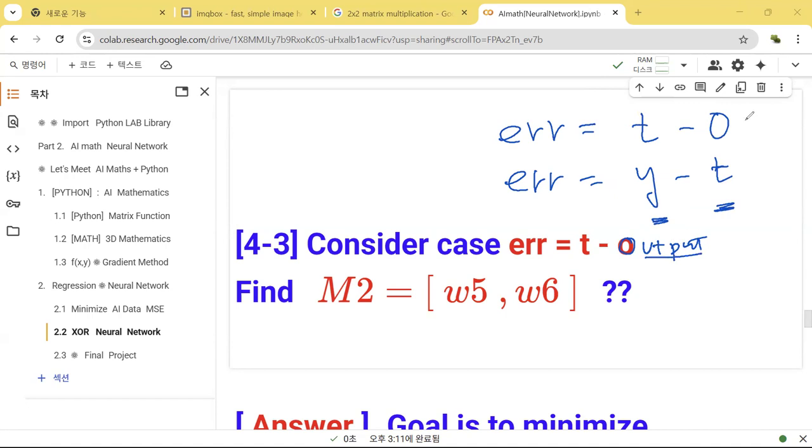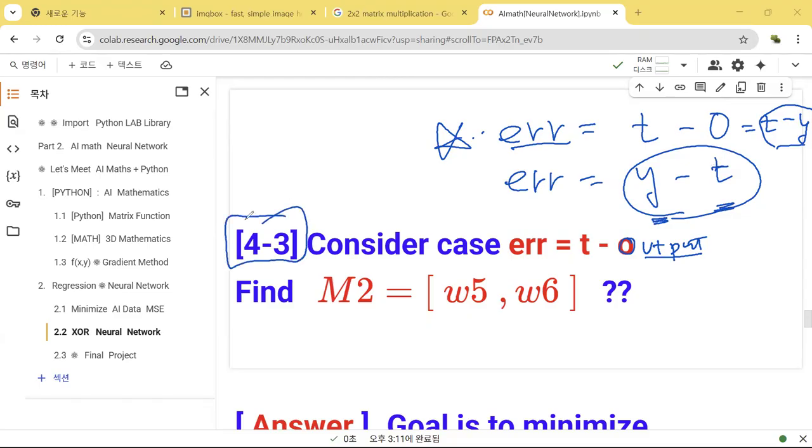So in fact, this one is just the reverse of this one, okay? So sometimes many people use this ERR, T minus O, instead of Y minus T. So this problem just considers the case where ERR is T minus Y, T minus Y or T minus O, and try to find out M2.